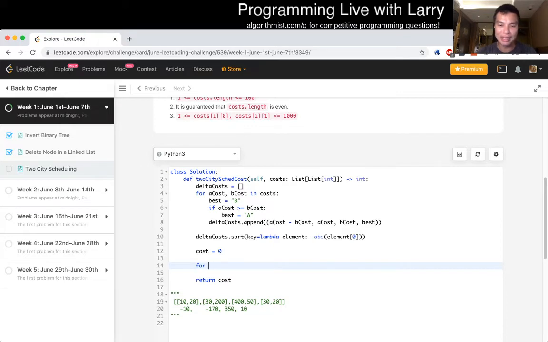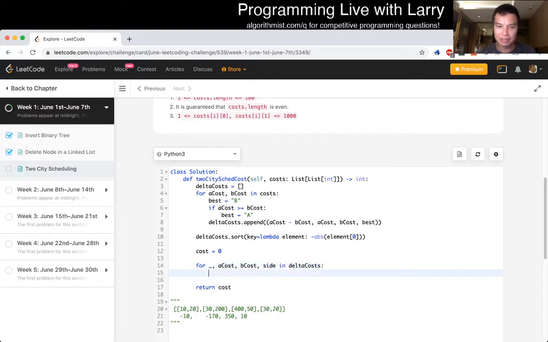So now we actually don't even care about the delta cost anymore, so let's just put it in underscore. But A cost, B cost, let's just call it best. So let's just do side in delta cost. Let's just call this side. Don't be afraid to refactor your code, because sometimes it just helps with the readability, and then it's fine.